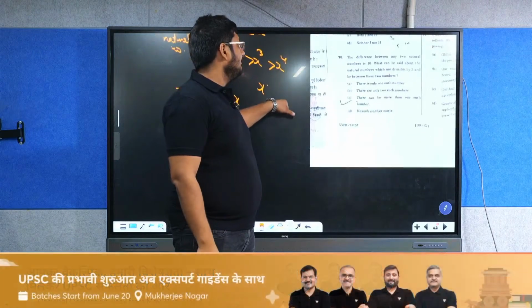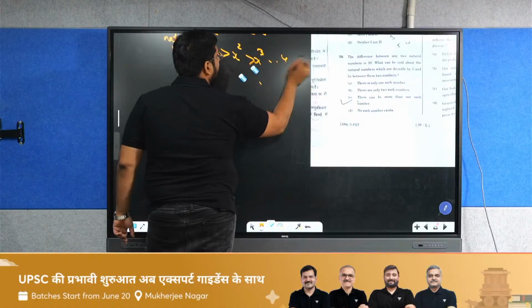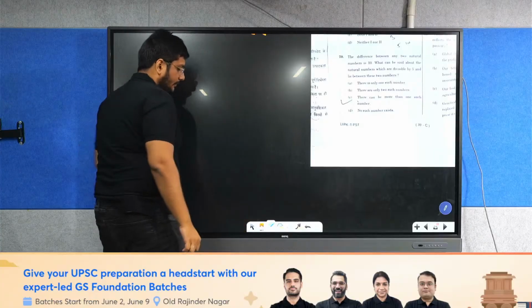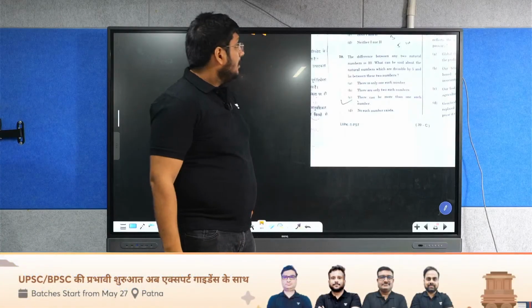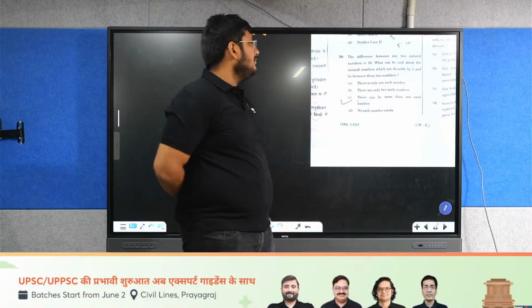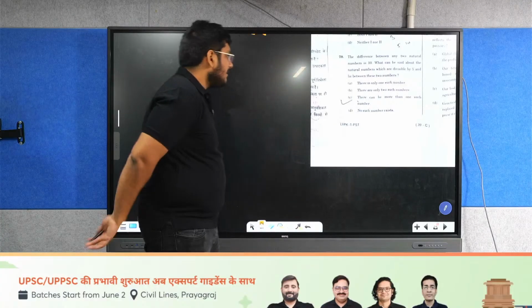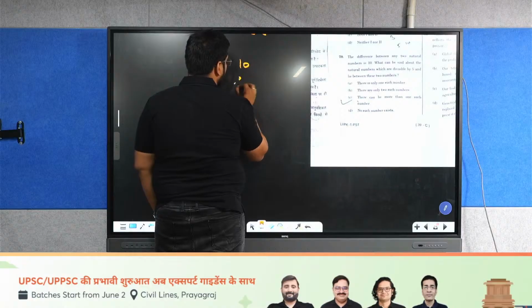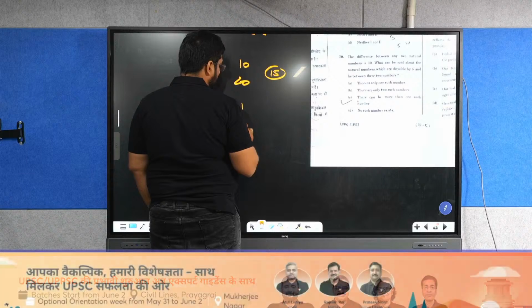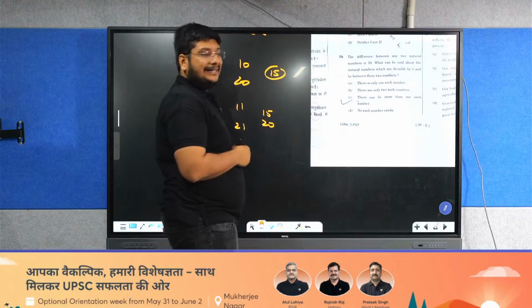Question number 70. It says the difference between any two natural numbers is 10. What can be said about the natural numbers which are divisible by 5 and lie between these two numbers? If I take the numbers as 10 and 20, then only 15 is there. But if I take the numbers as 11 and 21, then 15 and 20 both are there. So it can either be 1 or 2.